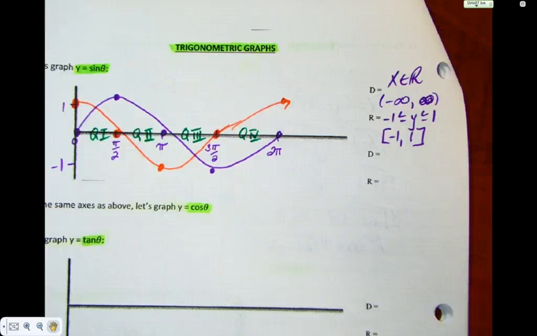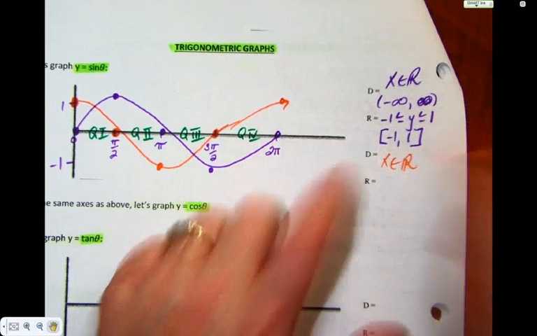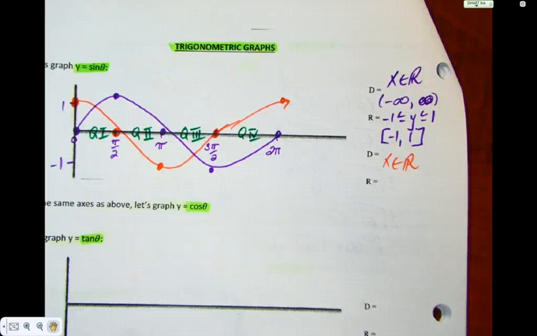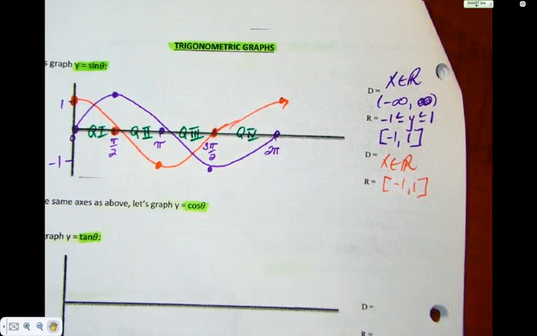Match your color for cosine. The domain. X element of the reals, exactly the same. The range. Why are they exactly the same? Because they're the same graph, it's just pushed over one quadrant.